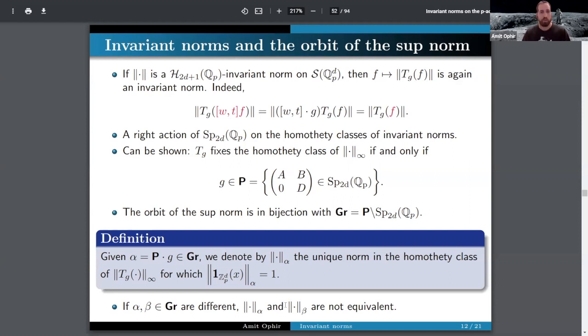Okay, so let me give a quick summary. From now on, you can forget almost entirely, perhaps except for the next slide, about these intertwining operators. What we have is a family of norms on the space of Schwartz functions, denoted by norm alpha for alpha in a Grassmannian. Each is invariant under translations and multiplication by smooth characters.